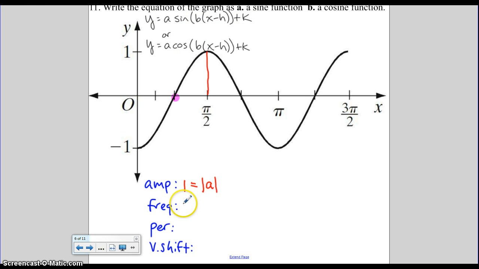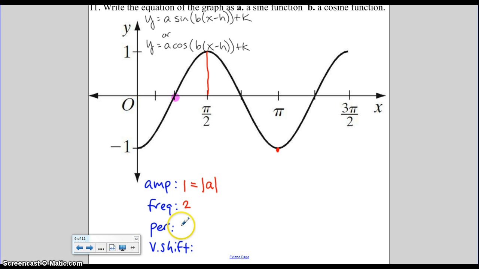Frequency. Remember, frequency is how many. What's the frequency of the trips you made to the bathroom today? Something like that. So frequency is how many waves we made within a 2 pi interval. Well, I don't totally see 2 pi, but I get a sense that it's probably going to complete 2 full waves, because it definitely completes 1 wave within pi. Logically, it would complete 2 waves within 2 pi. So our frequency is 2.